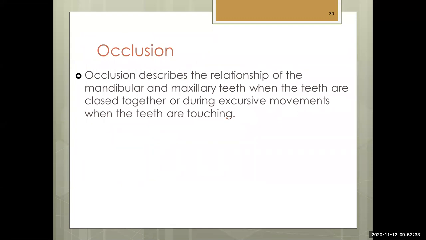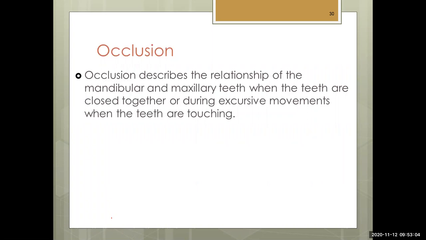So occlusion describes the relationship of the mandibular and maxillary teeth when the teeth are closed together or during excursive movements when the teeth are touching. What's an excursive movement? Can somebody give me an example of that? Is it bruxism? Bruxism could be excursive when the teeth are shifting.